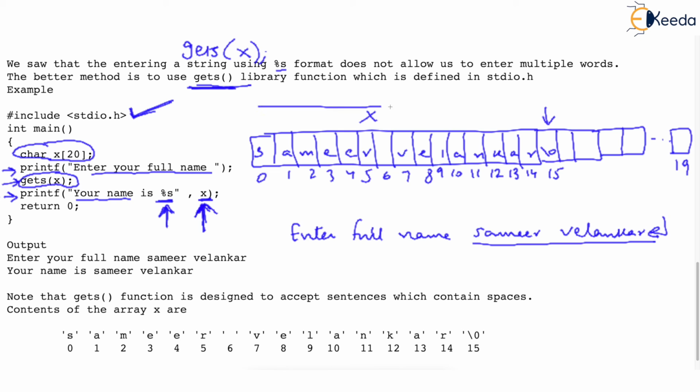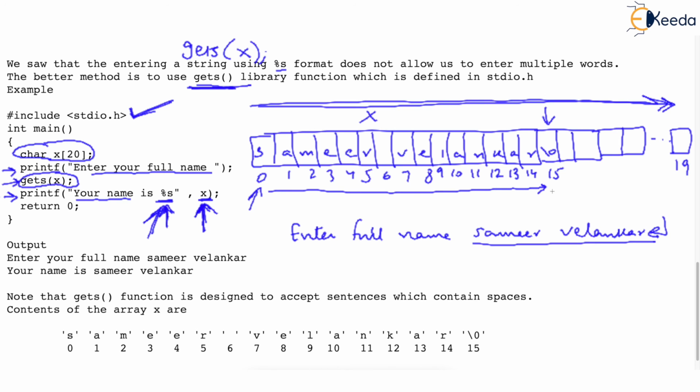But you note X is such a big array. It's going up to the 19th location. Will this entire array get printed? No, no, no. This %s is designed in such a way that it will start printing the contents from the base address, and it will keep printing the contents until it encounters \0. So the output of this is going to be "your name is", and it starts printing every character, even the space, and it prints everything up to \0. It doesn't print further because it knows that \0 ends the string. So \0 tells printf to stop printing the name.